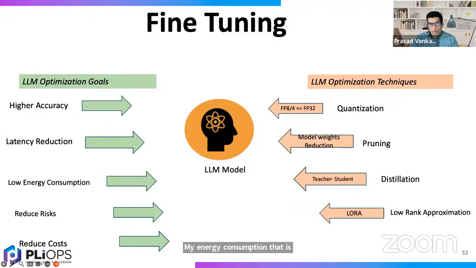These are my LLM optimization goals. And the optimization techniques you use: one is quantization, where you reduce the model from floating point 32 into floating point 8 or 4. Then pruning techniques, to reduce the weight of the model by taking out a few layers. Then the distillation technique, which is a teacher and student technique, where you reduce the model. And LoRA is another popular one, LoRA, QLoRA, low rank approximation, where you reduce the size of the model and still maintain the accuracy, right?